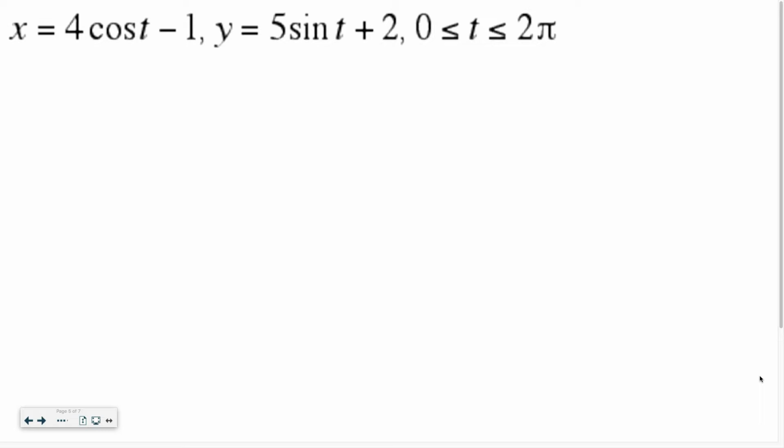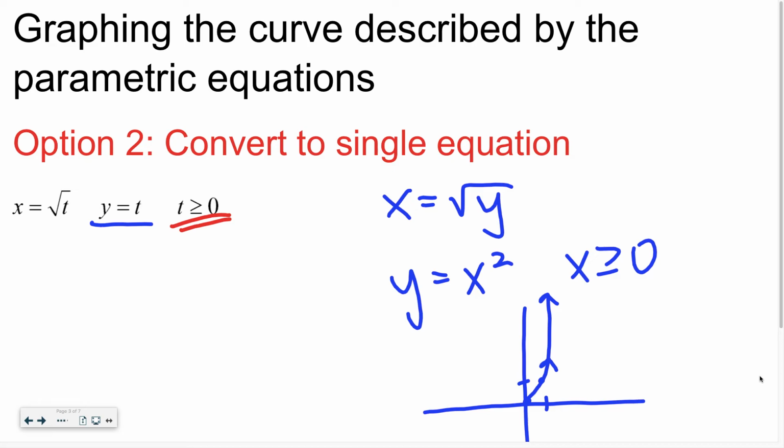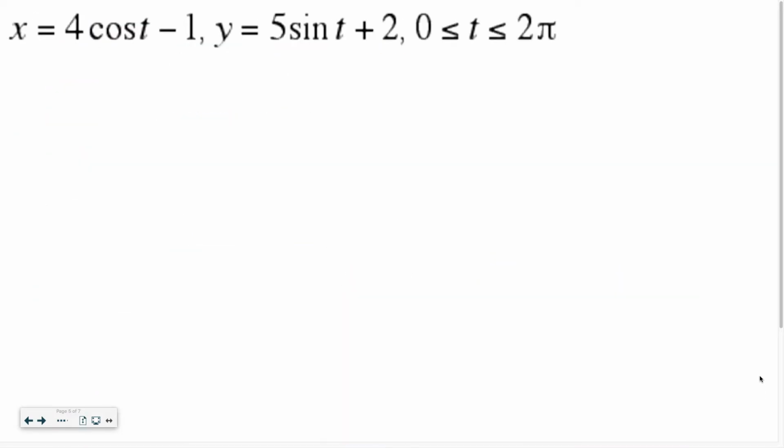Okay, so the strategy that I gave you over here was to solve one of the equations for t and plug it in. And usually that's not going to be too big of a challenge. However, when we have trig functions involved, solving for t is not going to be an option, so we're going to have to look at a different alternative. So your thoughts on x equals 4 cosine t minus 1 and y equals 5 sine t plus 2.